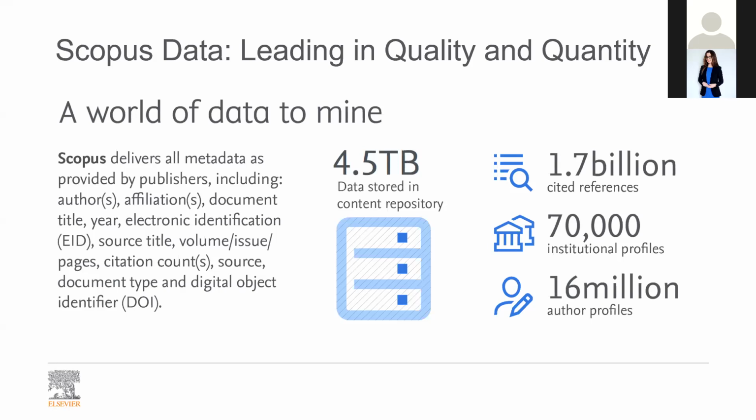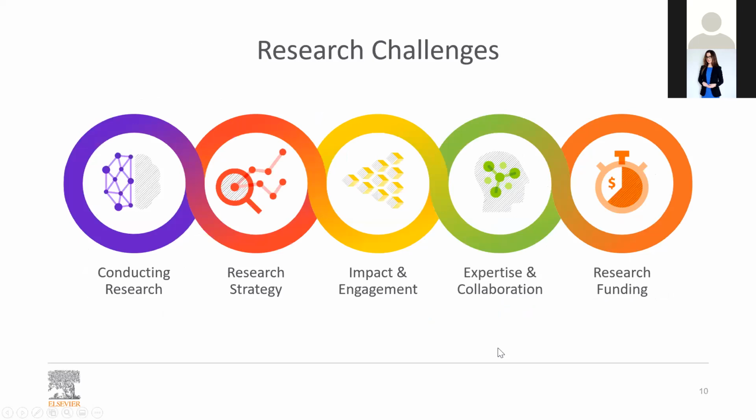Metadata in publication includes authors, affiliations, document title, year, electronic identification, so the number for the publication, source title, volume, issue, pages, citation counts, source, document type, and digital object identifier. That's the information that we are getting from the publication.